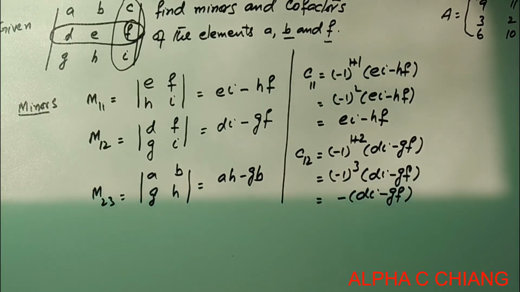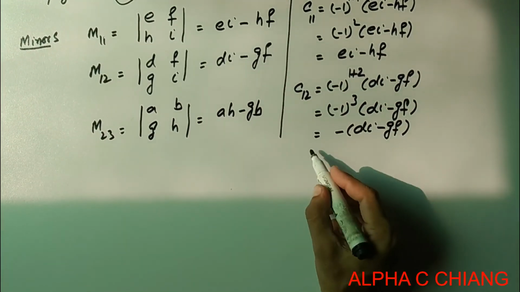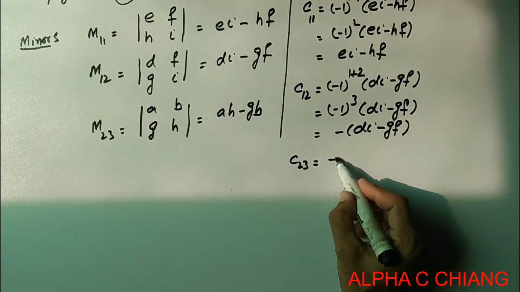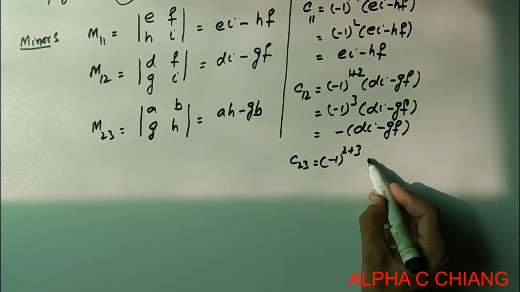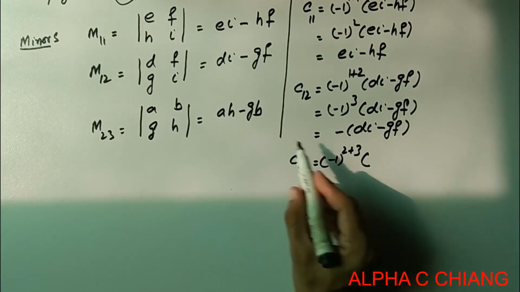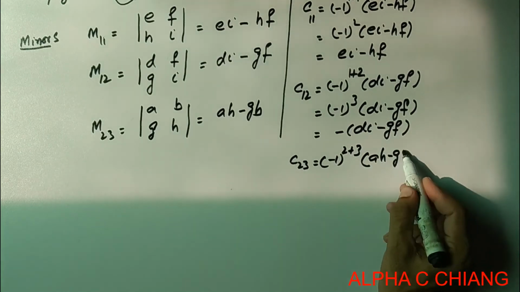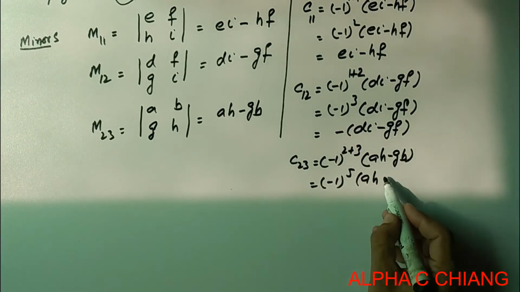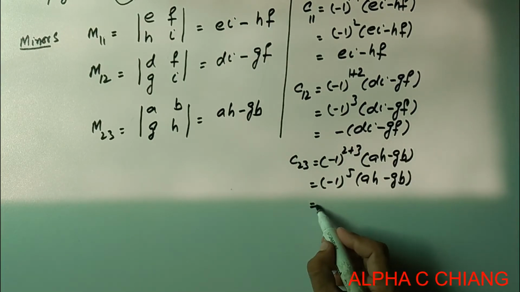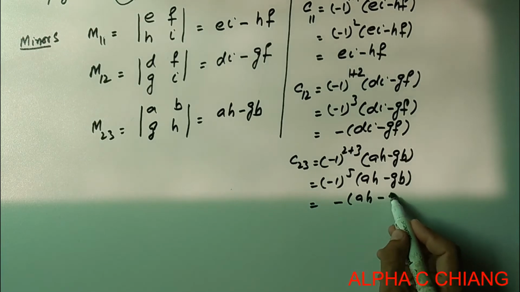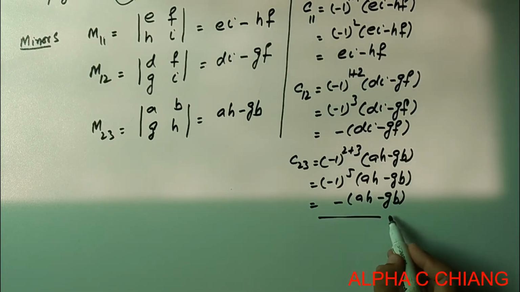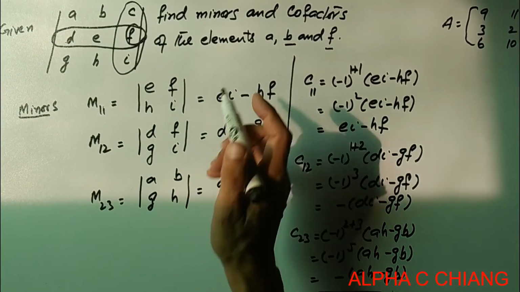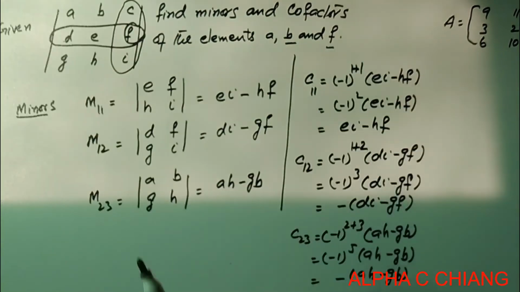Now I have to calculate C13, C23: minus 1 raised power 2 plus 3, and the answer of the minor is AH minus GB. So minus 1 raised power 5, that is AH minus GB. So this will be minus AH minus GB. So these are the cofactors of the given question, which is to find the cofactors and the minors of A, B and F element.